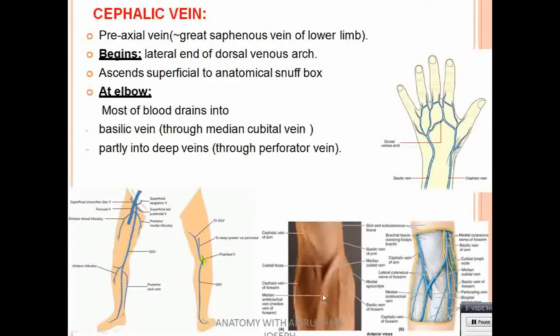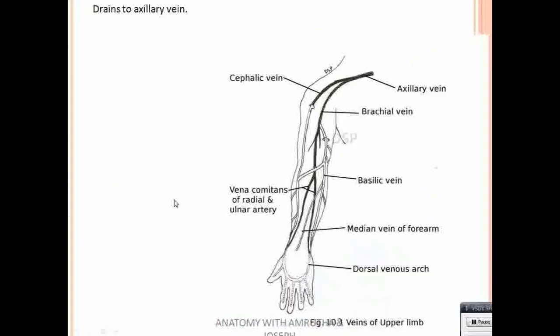So again, the median cubital vein can be seen, the cephalic vein and the basilic vein connected through the median cubital vein. And the cephalic vein is homologous to this vein here, the great saphenous vein in the lower limb. So it is homologous to that. And the cephalic vein at last drains into the axillary vein.